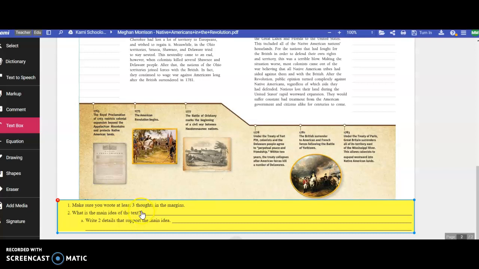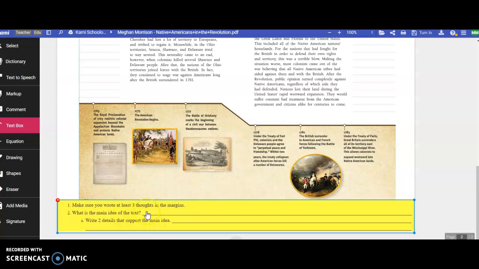And remember, the main idea is not just going to be Native Americans in the Revolution. That's a concept. That's a topic that it's about. What is the author telling us about Native Americans in the Revolution? Native Americans played different roles in the American Revolution. Native Americans sided with both sides during the American Revolution. What Native Americans did varied based on the tribe during the American Revolution. Those are some ideas for you that might help get you started in thinking how you could word it.